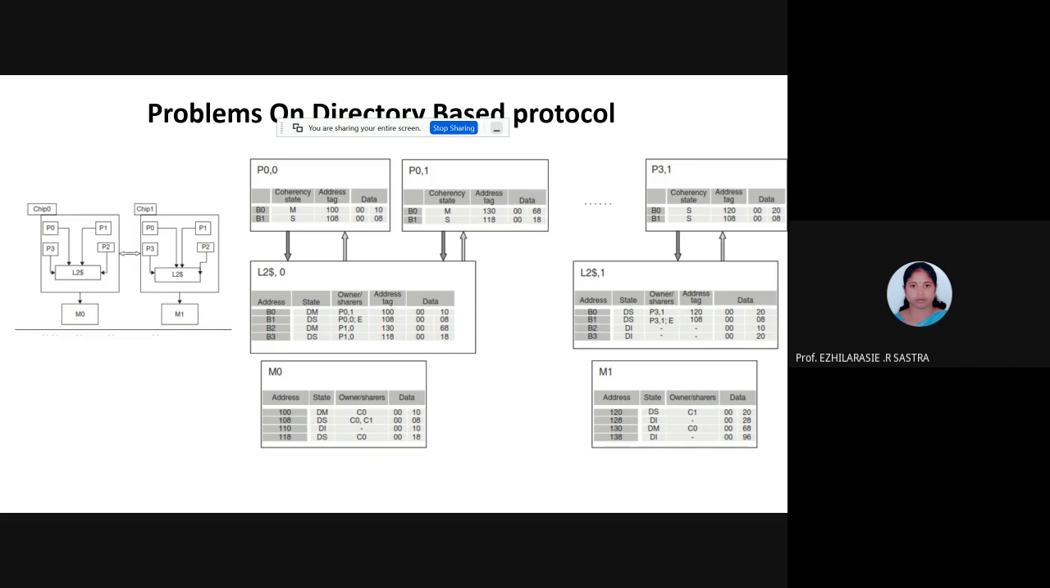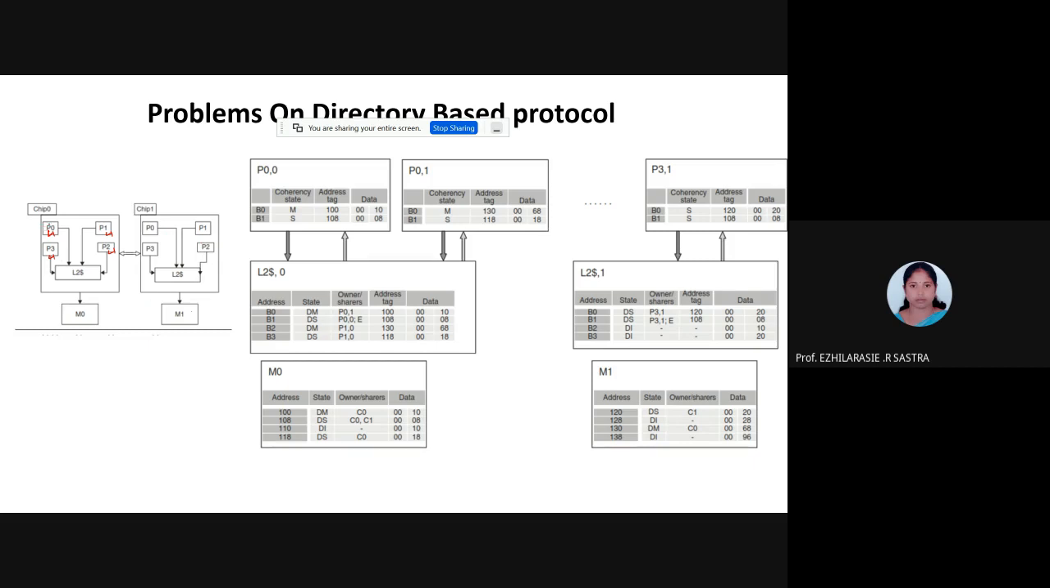Similar to snooping, here also we'll see when any operation happens, based upon the request, how the memory and the caches are going to get changed. As I told you, this is the distributed shared memory architecture. Let's take as an example two chips, each having four processors, shared, and each will have its own memory. Each individual processor will have its own cache. Every processor has its L1 cache and L2 is shared. Similar case here in the other chip.